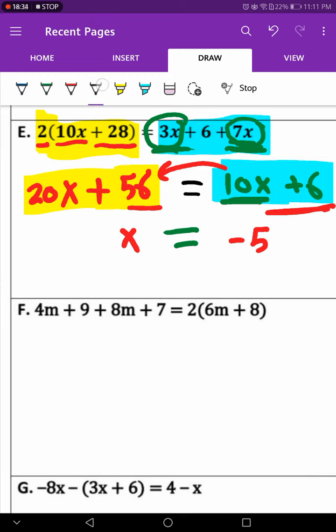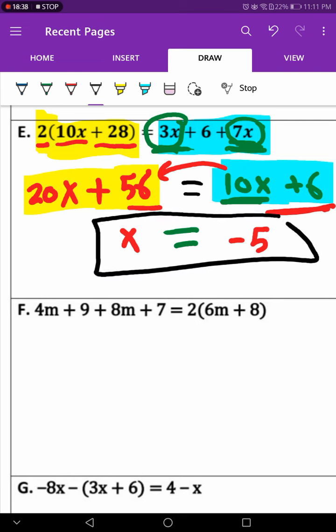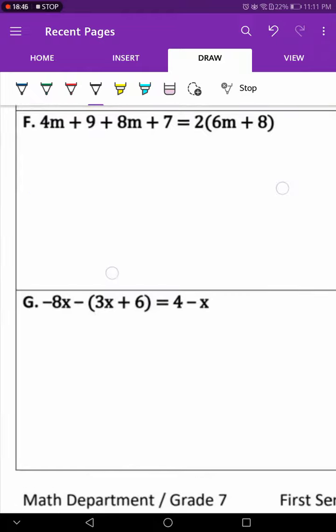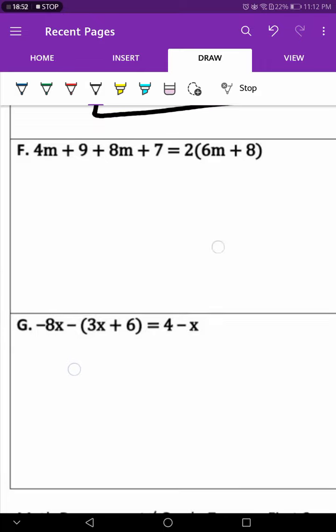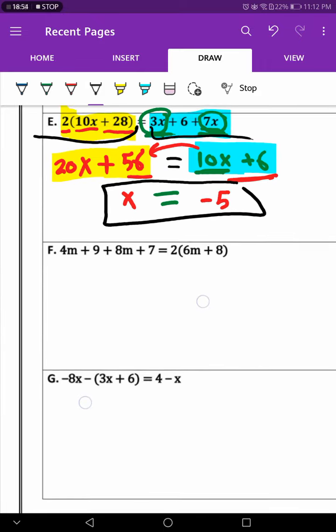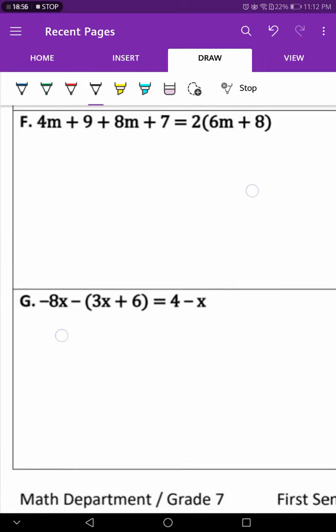And the solution, as my students know from before, is the number that makes the left side equal the right side, or makes the equation correct or true. Let us move here. So is this equation correct? X equals negative 5. Is it correct? Yeah. Okay.